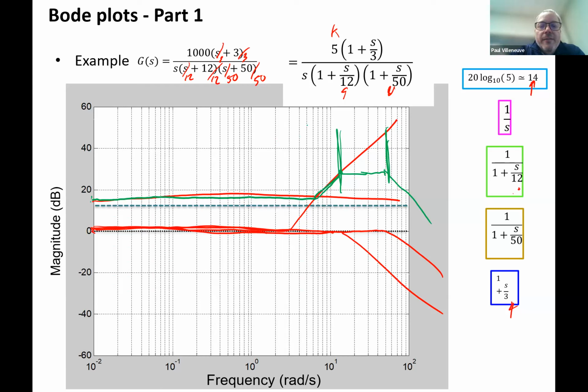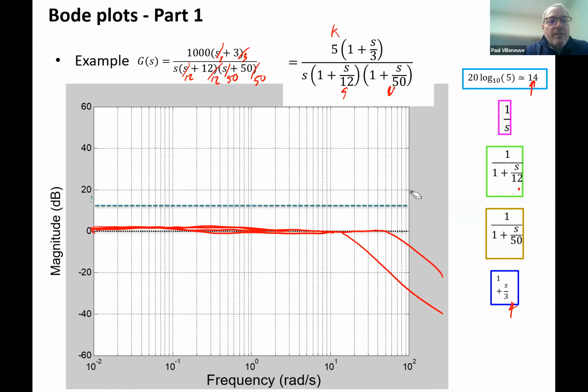Oops, wait a minute. Oh, I should have started earlier. Sorry. Let me fix that one. I should have started a little bit earlier. So 3 is over. Let me do it over here, because I'm getting lost in my numbers. So this is 1, 2, 3, 4, 5, 6, 7, 8, 9, 10. This is 20, 30, 40, 50. So I'm about 14 until I hit 3. Then I'm going to go up at 20 dB per decade until I hit 12.